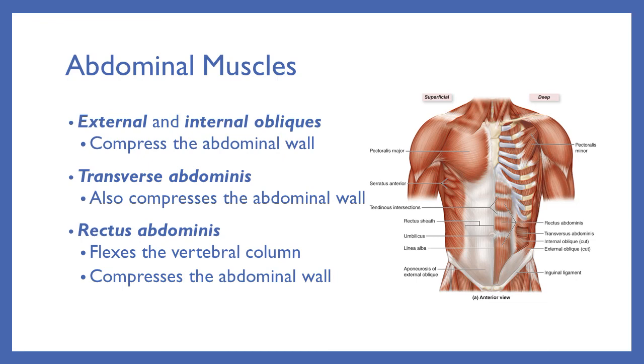We have external and internal obliques that compress the abdominal wall, a transverse abdominis that also compresses it, and the rectus abdominis flexes the vertebral column when it contracts, allowing you to bend over forward. And if you contract it nicely and you don't have a layer of fat over it, contracting the rectus abdominis is going to show us your six-pack.